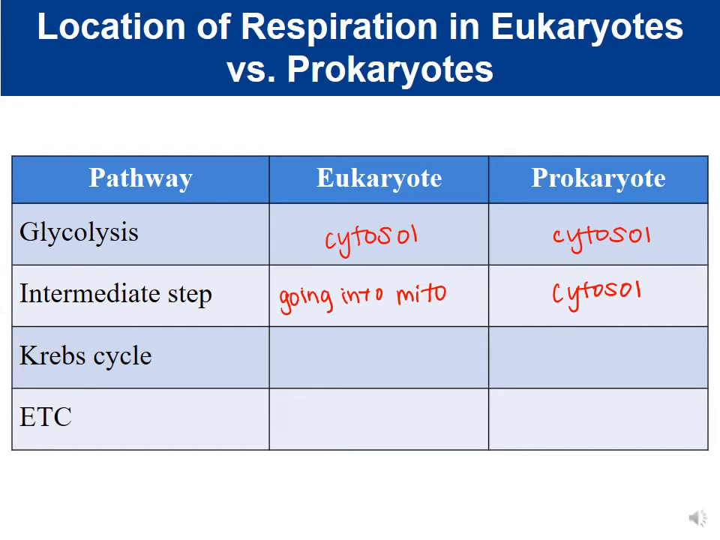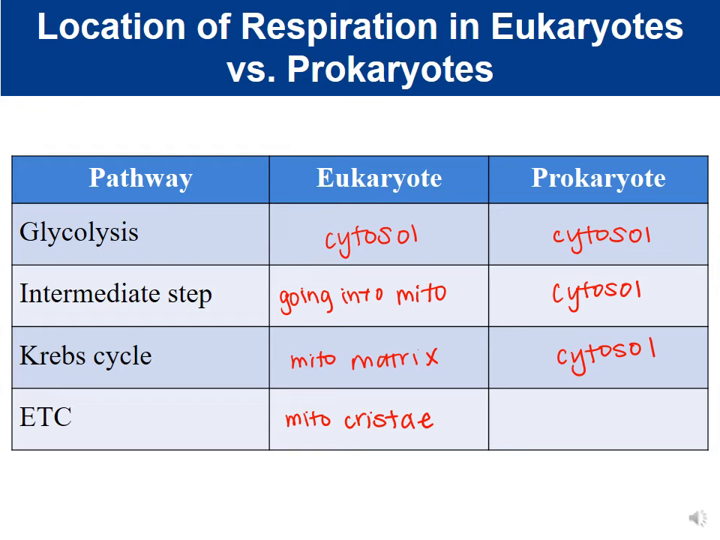The Krebs cycle in eukaryotic cells is going to take place in the matrix, so the innermost part of the mitochondria. In prokaryotic cells, it still happens in the cytosol. If we get to our electron transport chain, in eukaryotic cells, this happens in the mitochondrial cristae. So again, that's the inner membrane of the mitochondria.